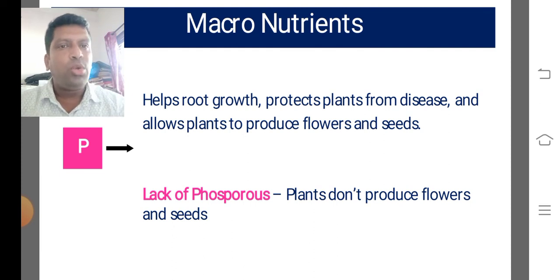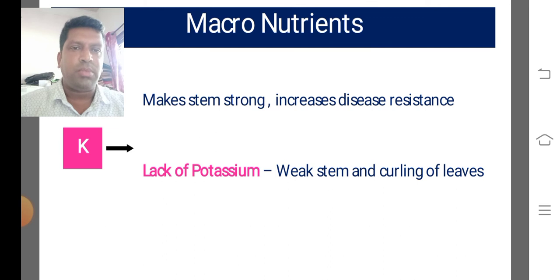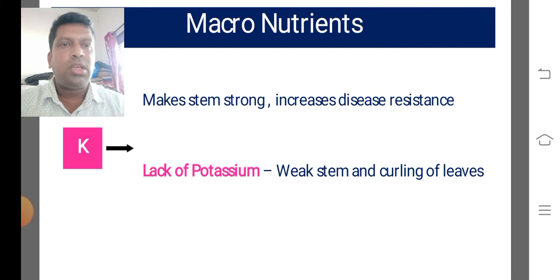The third macronutrient is the potassium. Potassium makes the stem strong, increases the disease resistance capacity of the plant. The strong stem of a plant helps the conduction of water and minerals from roots to different parts of the body. So therefore potassium is one of the essential macronutrients, and lack of potassium in plants may lead to weak stem or curling up of leaves. So these are the three macronutrients, NPK.